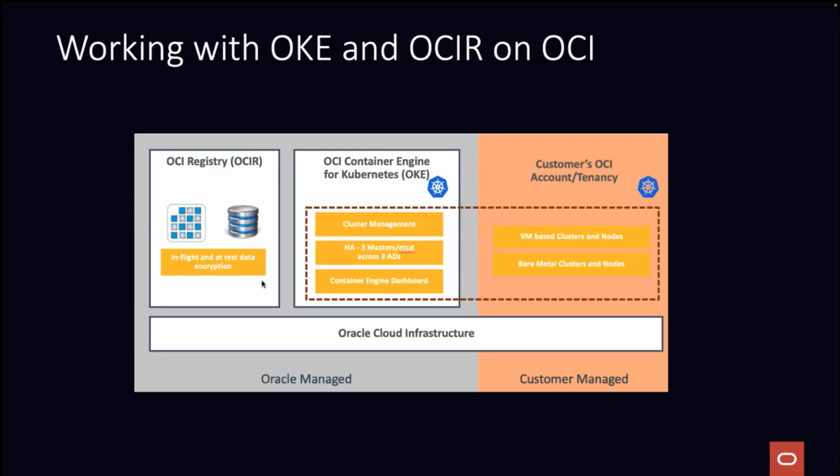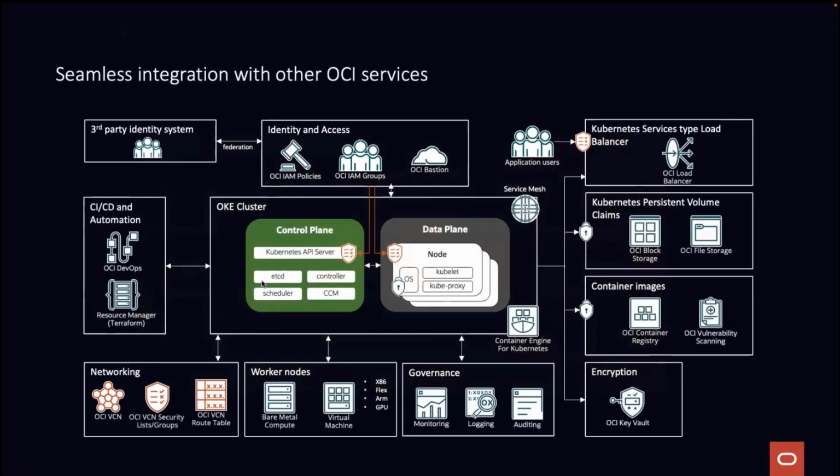The only thing the customer needs to manage is the cluster or worker nodes that are set up by managed services for the instance in their own OCI account or tenancy, which is shaded in the customer OCI tenancy, whether VM-based cluster or nodes or a bare metal cluster or node. That's the only thing the customer needs to manage. When you integrate with OKE, we can connect third-party identity systems, maybe like Active Directory, for identity and access management.